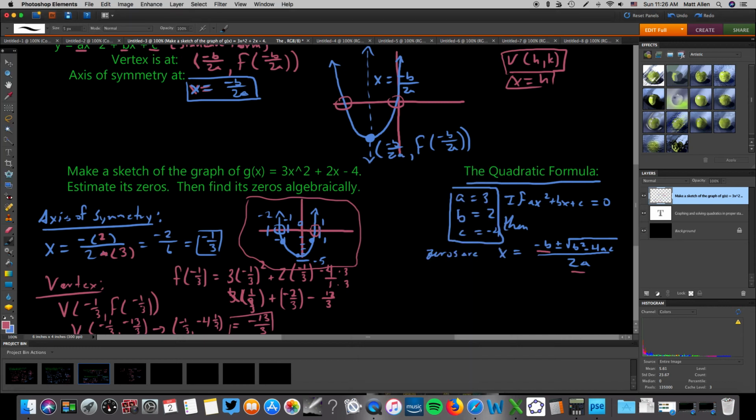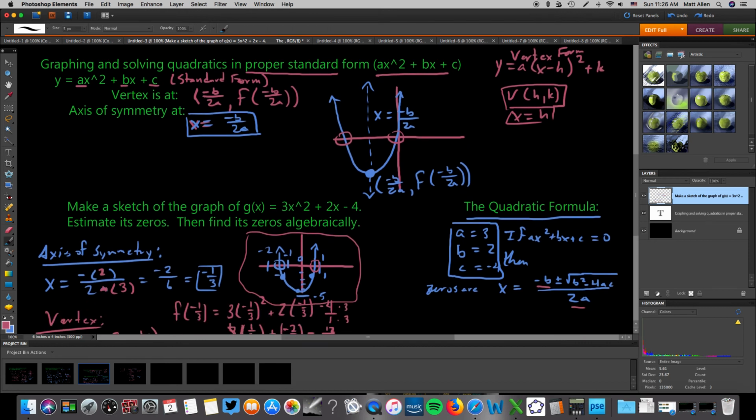So just keep in mind that sometimes it's going to be painful to put this into vertex form by completing the square. Even though completing the square is perfectly fine and it works, it might be easier to just go ahead and use your quadratic formula to do that. And it's also important to note we know how to sketch one of these by knowing where its vertex and axis of symmetry lie if it's in standard form.